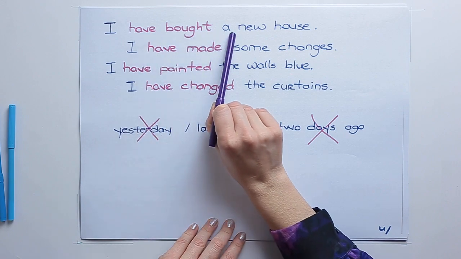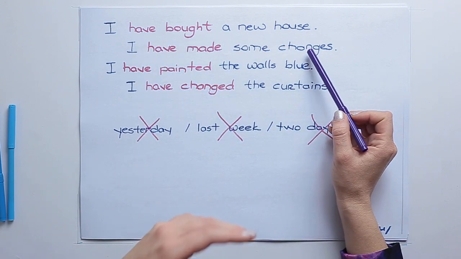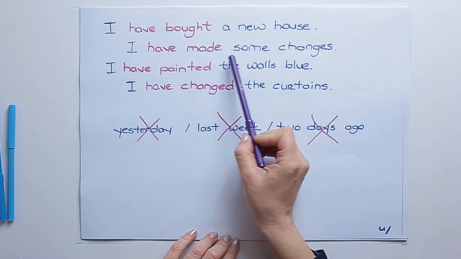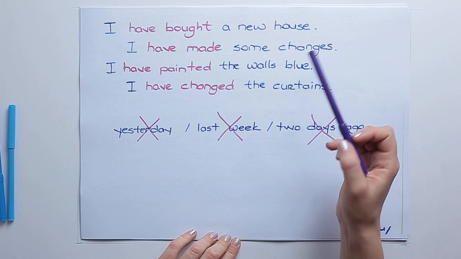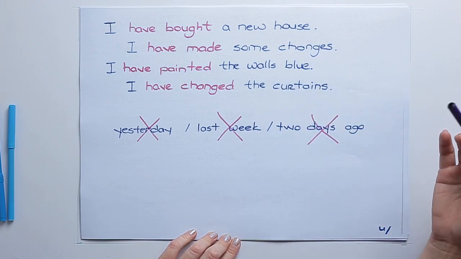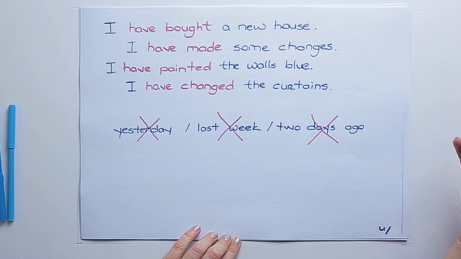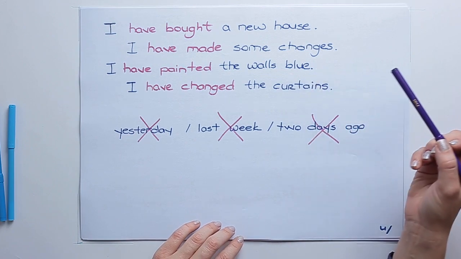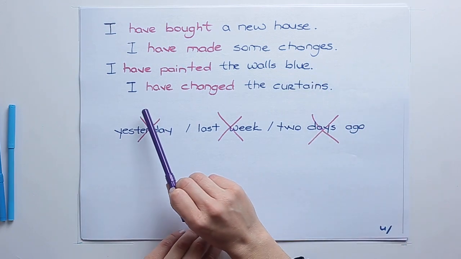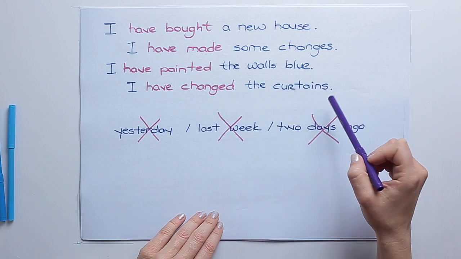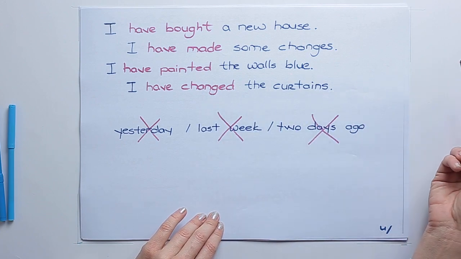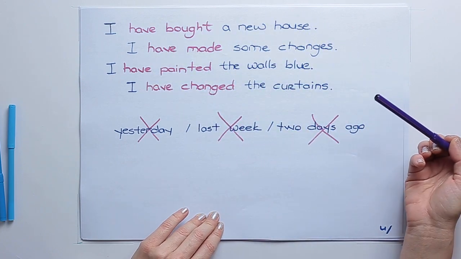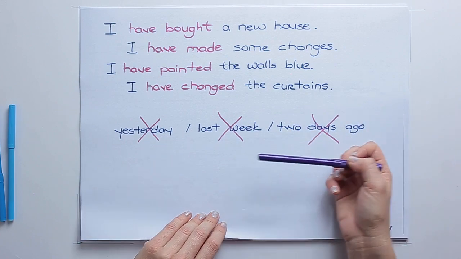I have bought a new house. If you remember, in perfect form, we're using the verb in the third form. I have made some changes. This means that the changes took place in the past, but the effect is still ongoing. I have painted the walls blue. That means the walls are blue now. I have changed the curtains. Now that means that the curtains are new. If you see in these examples, we don't use simple past tense time expressions like yesterday, last week, or 2 days ago.